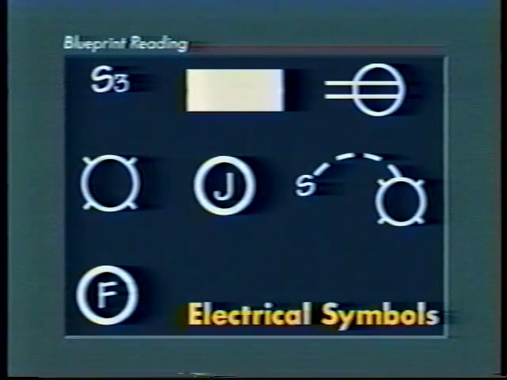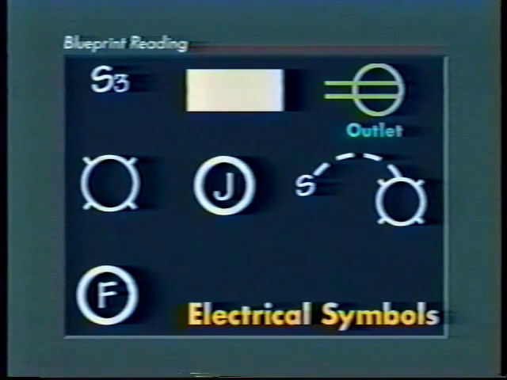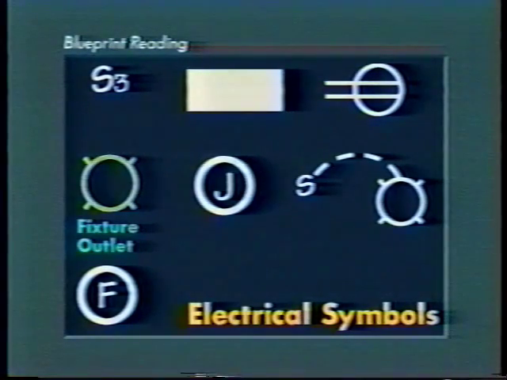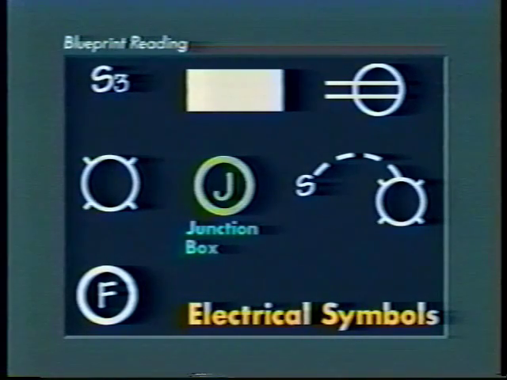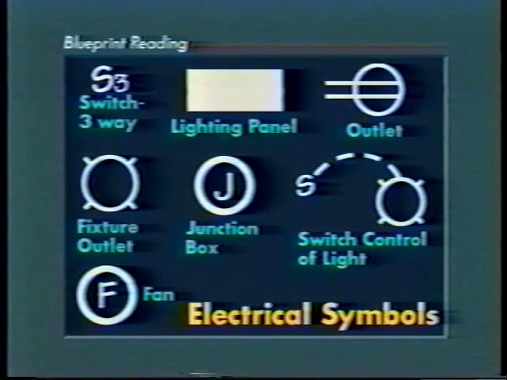Another common set of symbols found on blueprints are electrical symbols. They include switch, lighting panel, outlet, fixture outlet, junction box, switch control of light, and fan. As construction takes place, it's important to know where electrical fixtures are located. Electrical symbols identify the location and type of electrical fixtures. This is important in the planning and layout of materials.